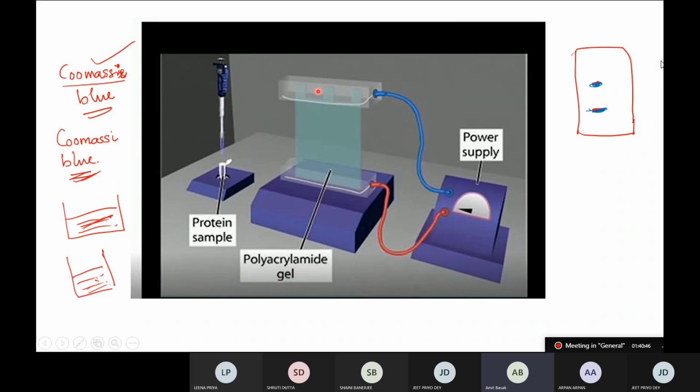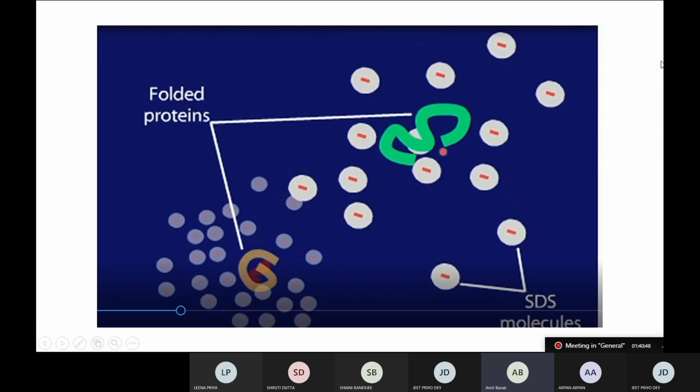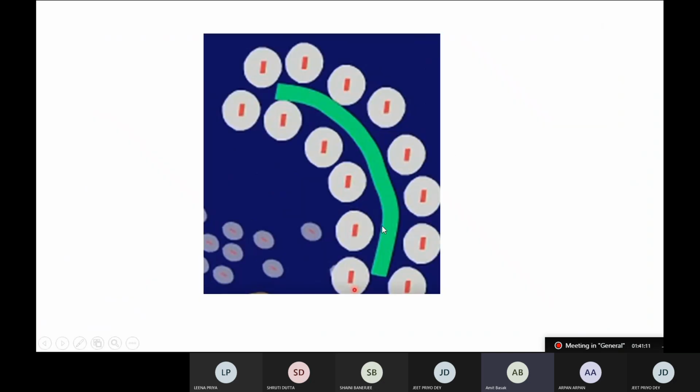Let me see if I have any picture of that. Achha, this is the one I was telling. See, this is your protein in the folded form, and these are all SDS molecules. So what will happen in presence of SDS? It is slowly becoming unfolded, and after a few minutes, this is the picture. It is now totally unfolded, and it is surrounded by the negative charge of the SDS.